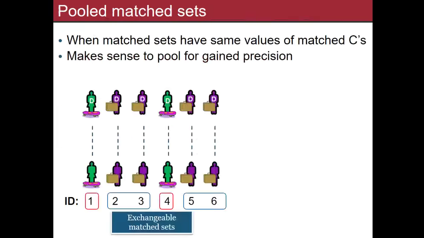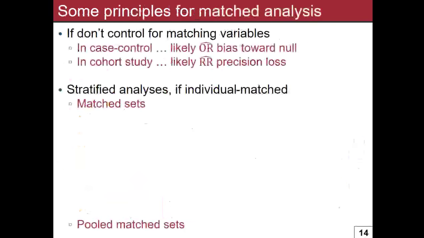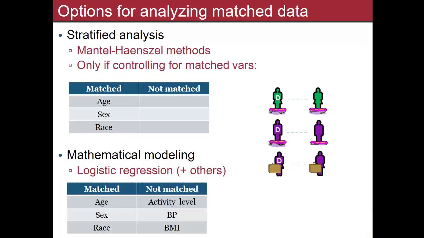Let's say you match for age, sex, and race, and you do a McNemar X over Y odds ratio, that's it. That's the only result in your study. You're done. That's sort of it. You can't control for other things.